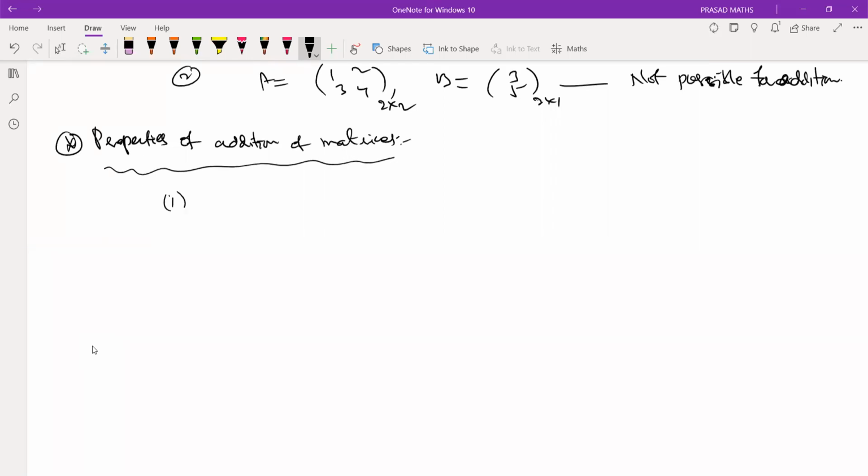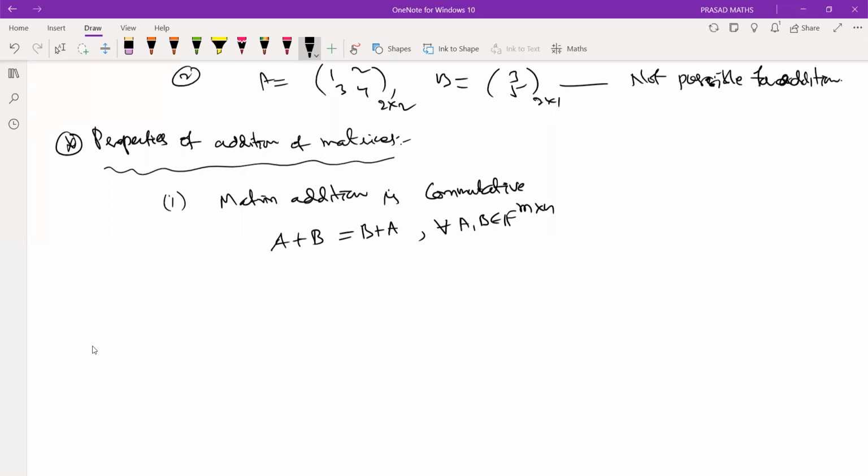First one is that addition of matrices, or matrix addition, you can call it by any name, is commutative, or abelian in other language. That means you take any two matrices of the same order. If you add A plus B, that gives the same value as B plus A. So A plus B is the same as B plus A. That means matrix addition is commutative.